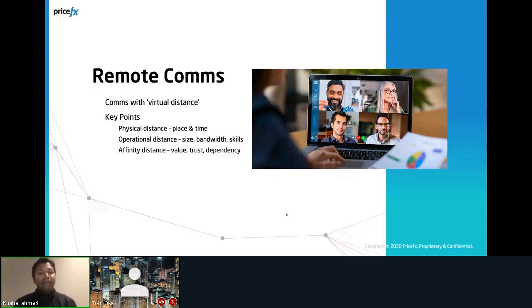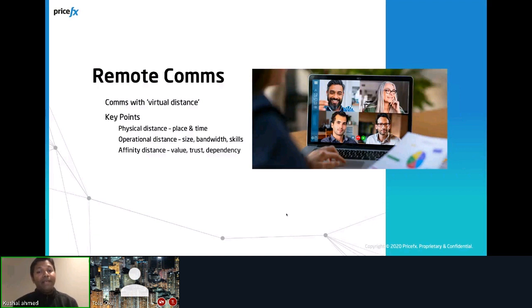The last type, which is a very important type, is affinity distance. When we meet together on site, what we achieve is shared values, we trust each other, we create dependency on each other. This affinity distance is increased when we do remote communication. So the best way to drive team performance is to focus on reducing this affinity distance.